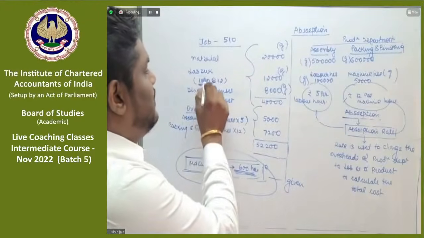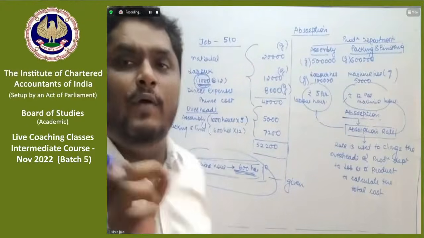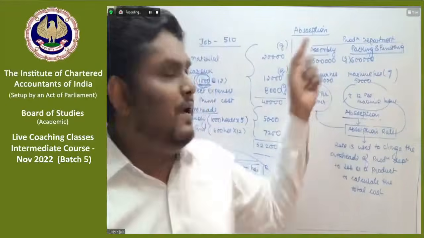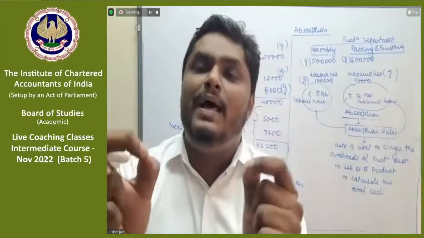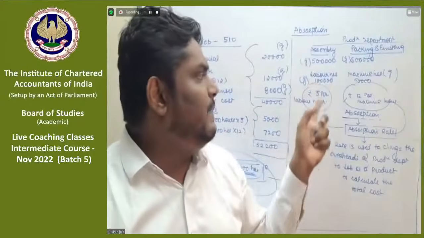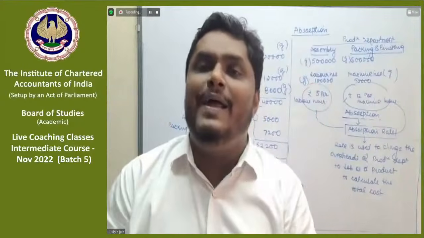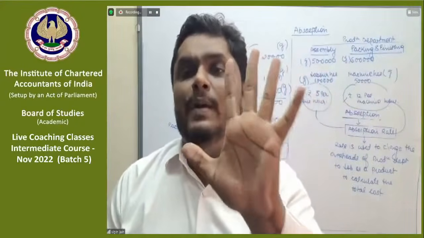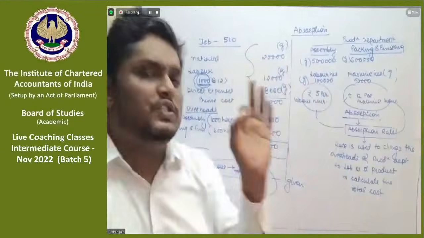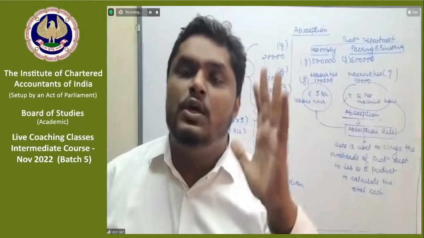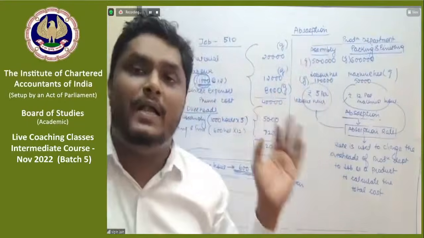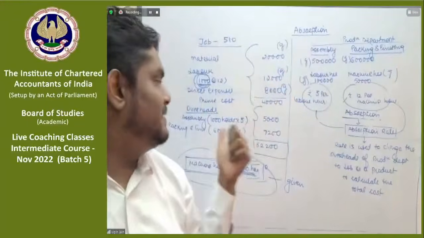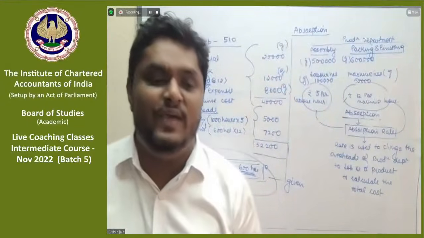Yes, my dear, a total of 1,000 labor hours we have worked for this job. And since the overheads of the assembly department are absorbed on the basis of labor hour, it means that for every labor hour, the overheads of the assembly department will be rupees 5. So if for this job we have worked for 1,000 hours, the total overheads of the assembly department charged to this job is 1,000 hours into rupees 5.